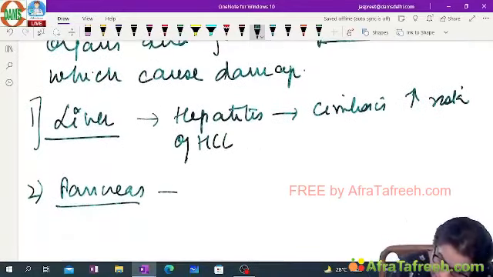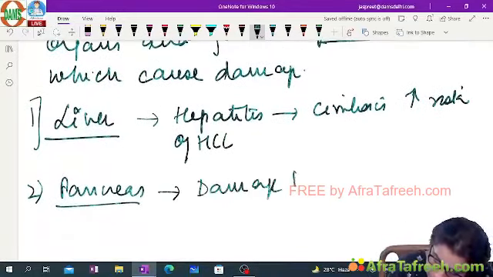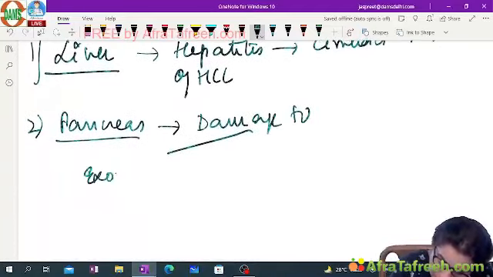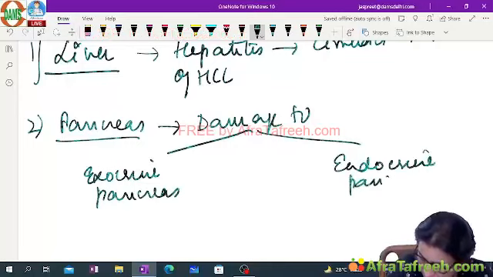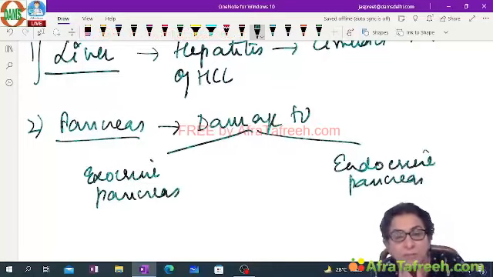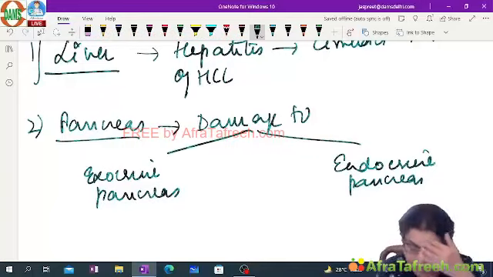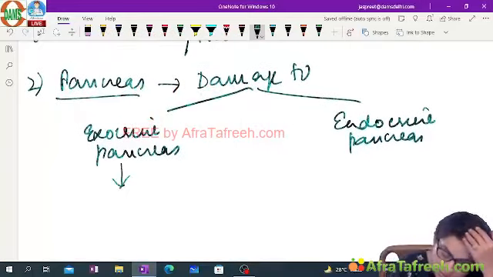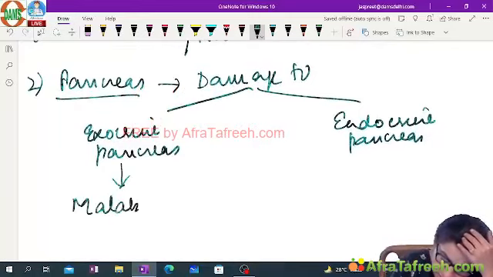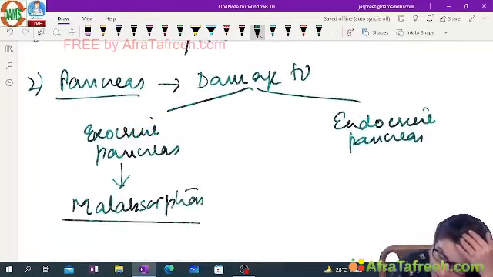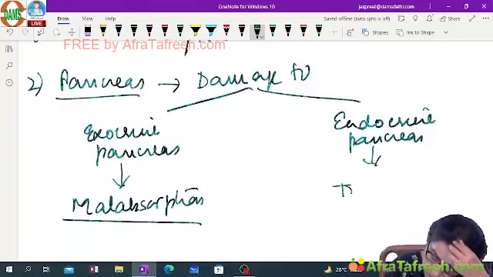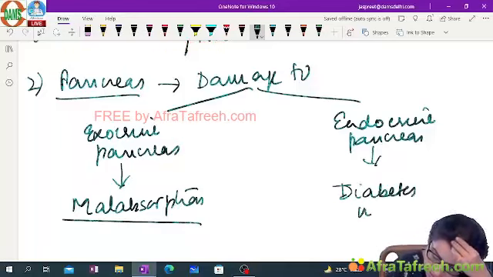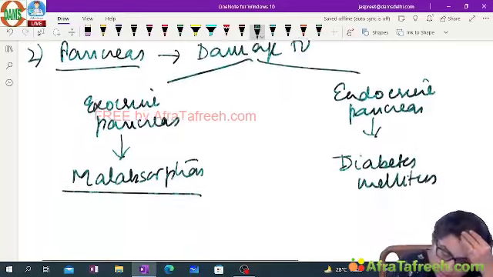So if the pancreas is damaged, there is damage to the exocrine pancreas and endocrine pancreas. Damage to the exocrine part, which produces enzymes, will produce malabsorption. The patient will have malabsorption. And damage to the endocrine pancreas means no insulin, so this will produce diabetes mellitus.